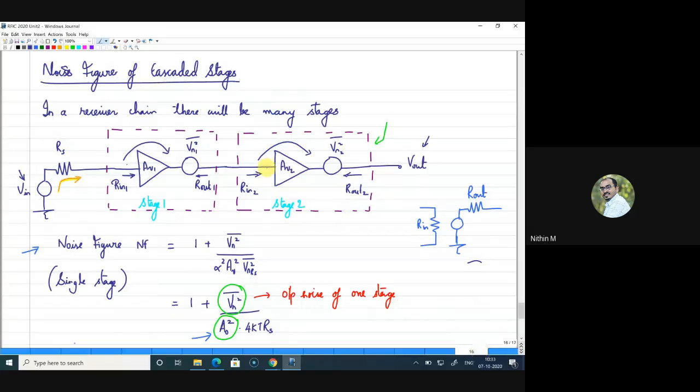Now for the second stage, again the input impedance is R in 2 and the output impedance of the previous stage is R out 1. So that also will be attenuated. So that is the two stages I have here.